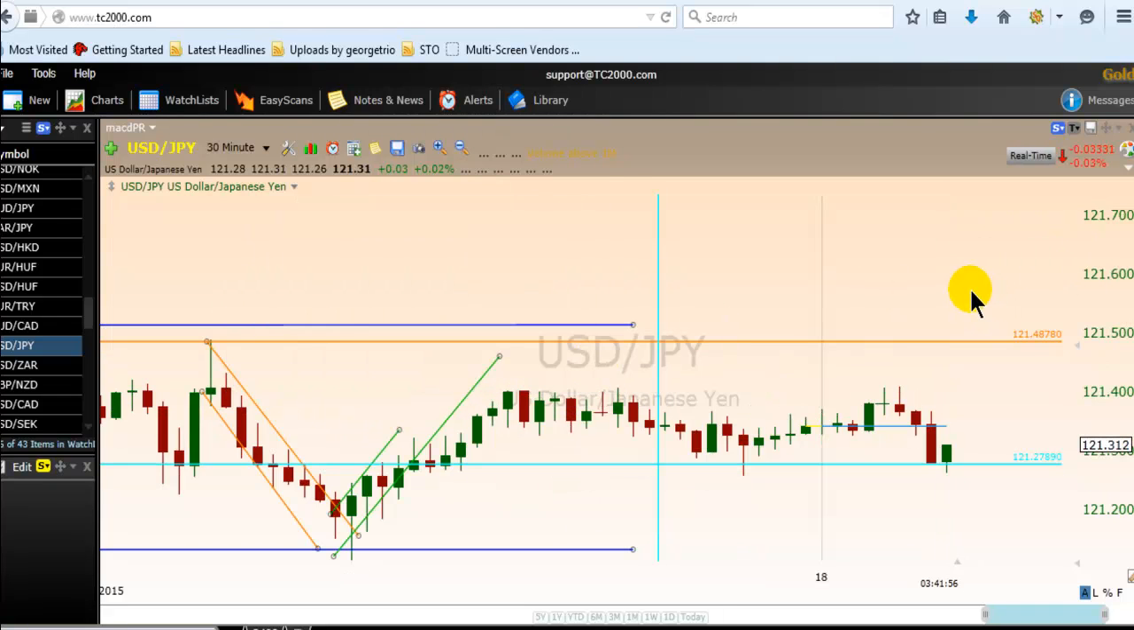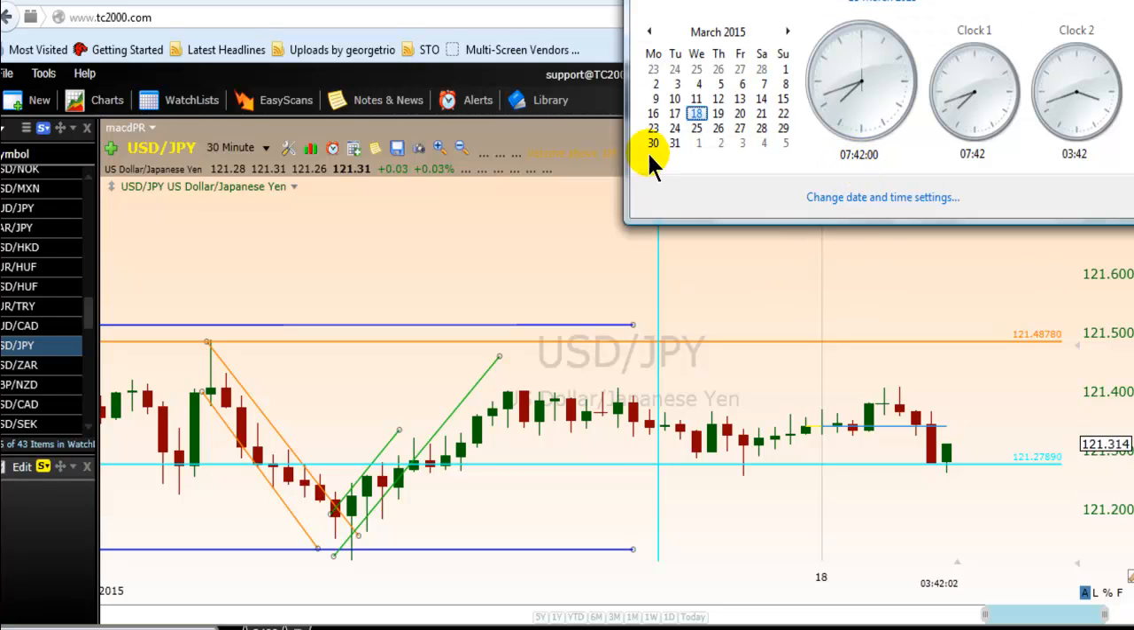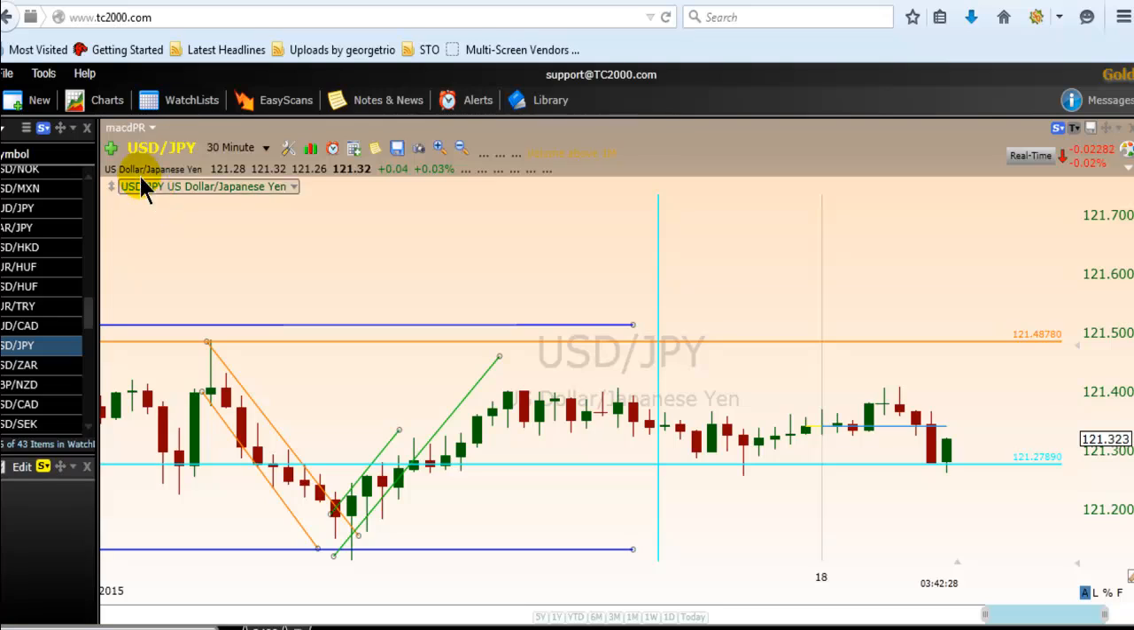Okay traders, good morning. The time in London now is 7:41 on the 18th of March 2015. In New York it is 3:42 a.m. We entered this trade yesterday around 2 p.m. London time, just before New York opened. As you can see, it was dragging on, went up, went down, and we let it run through the Asia session. We were trading the dollar yen.